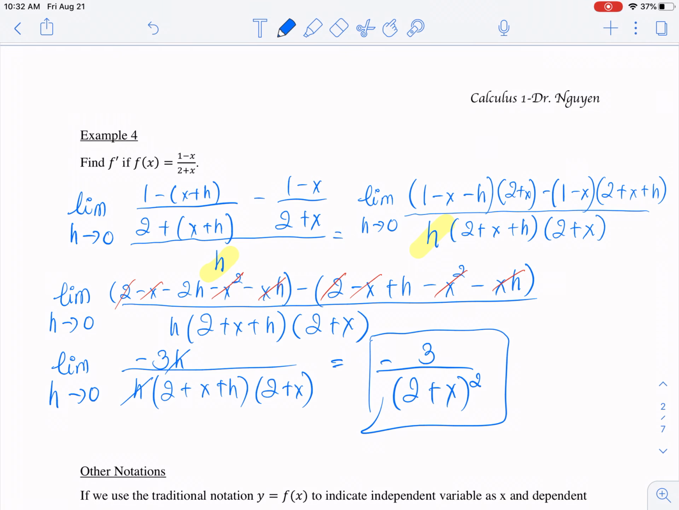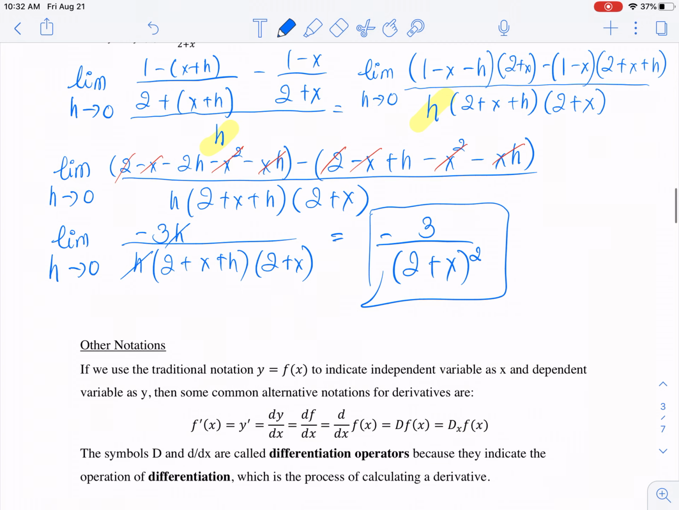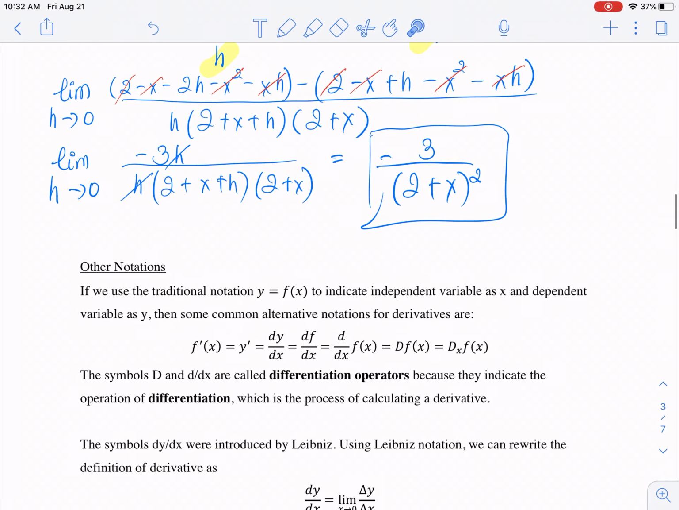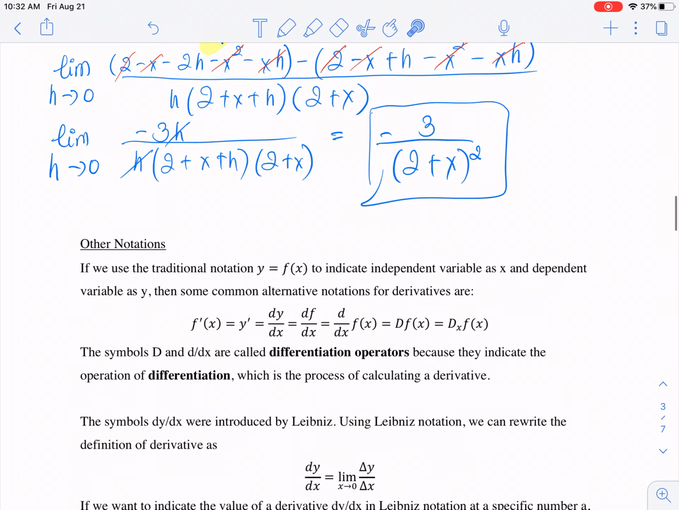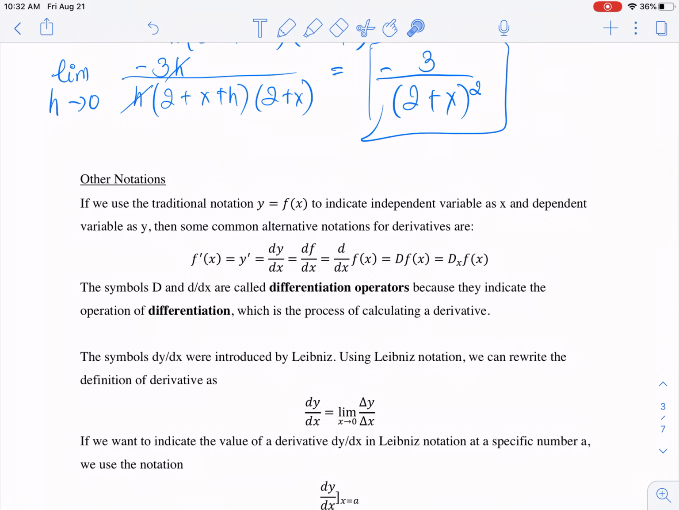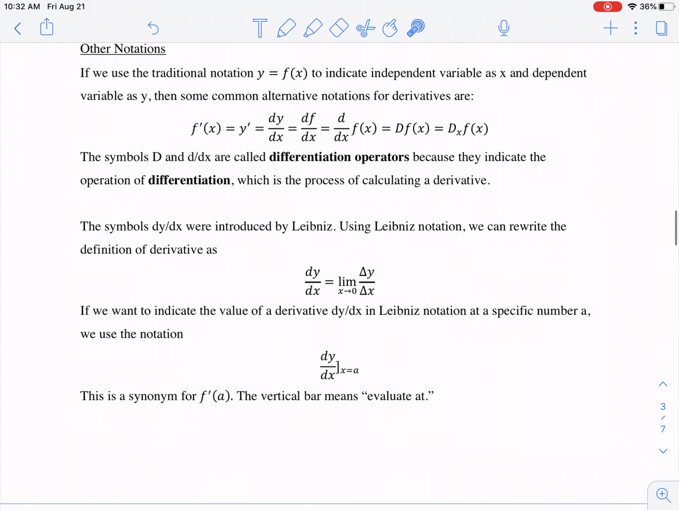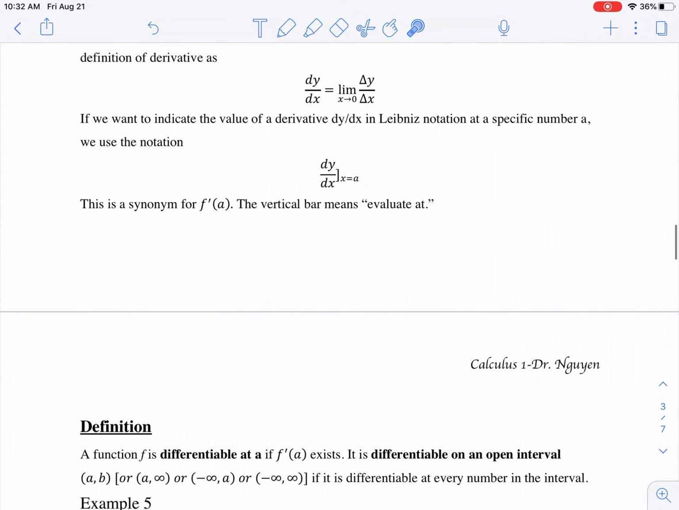All right, so another notation we use is the y prime here. So these are all different notations. The simple d and d over dx are called differentiation operators. And then you will see that we use dy over dx a lot. So make sure you know that notation.